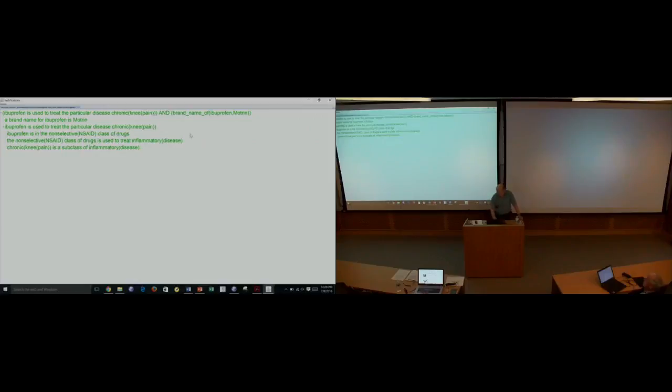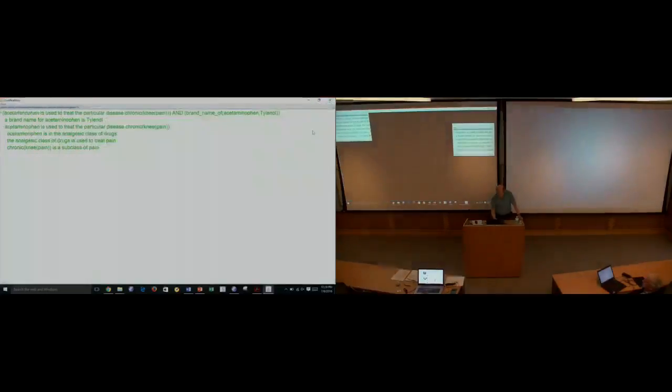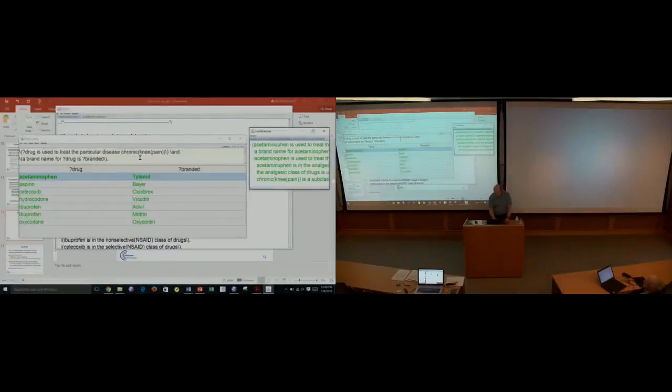Likewise, we could click on another answer. We can click on acetaminophen and look at its explanation. We see it's used to treat chronic knee pain. Why? Because it's in the analgesic class of drugs, and that's used to treat pain, and chronic knee pain is a subclass of pain, as well as being a subclass of inflammatory disease. So we can put all this together.